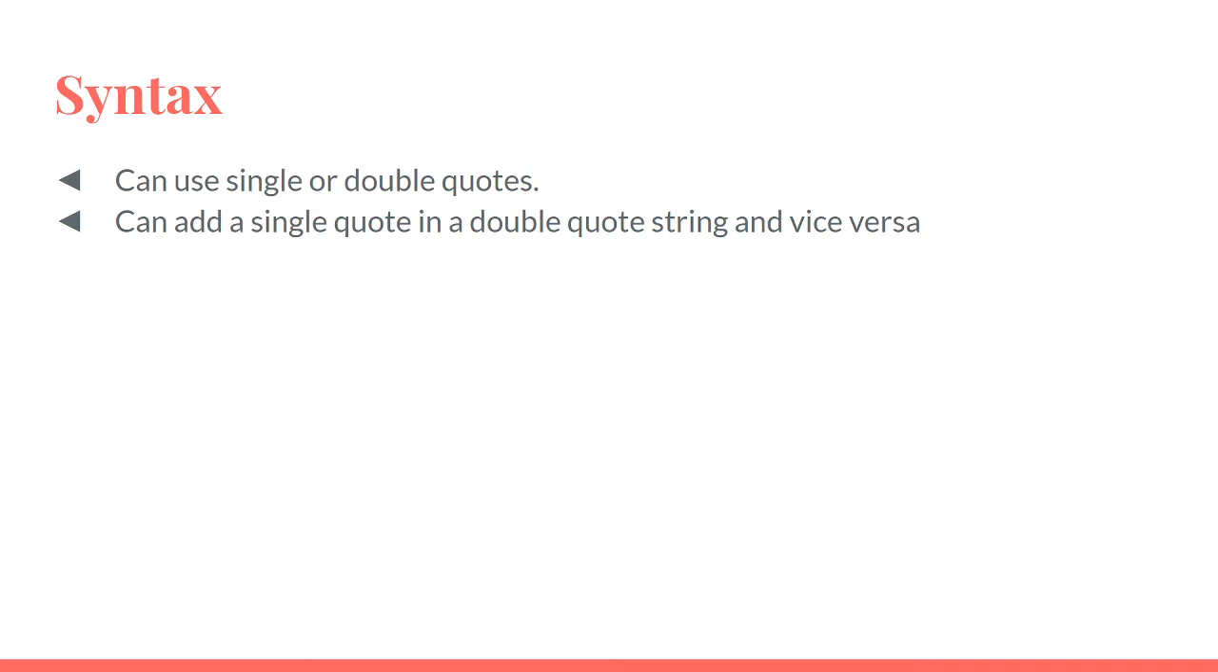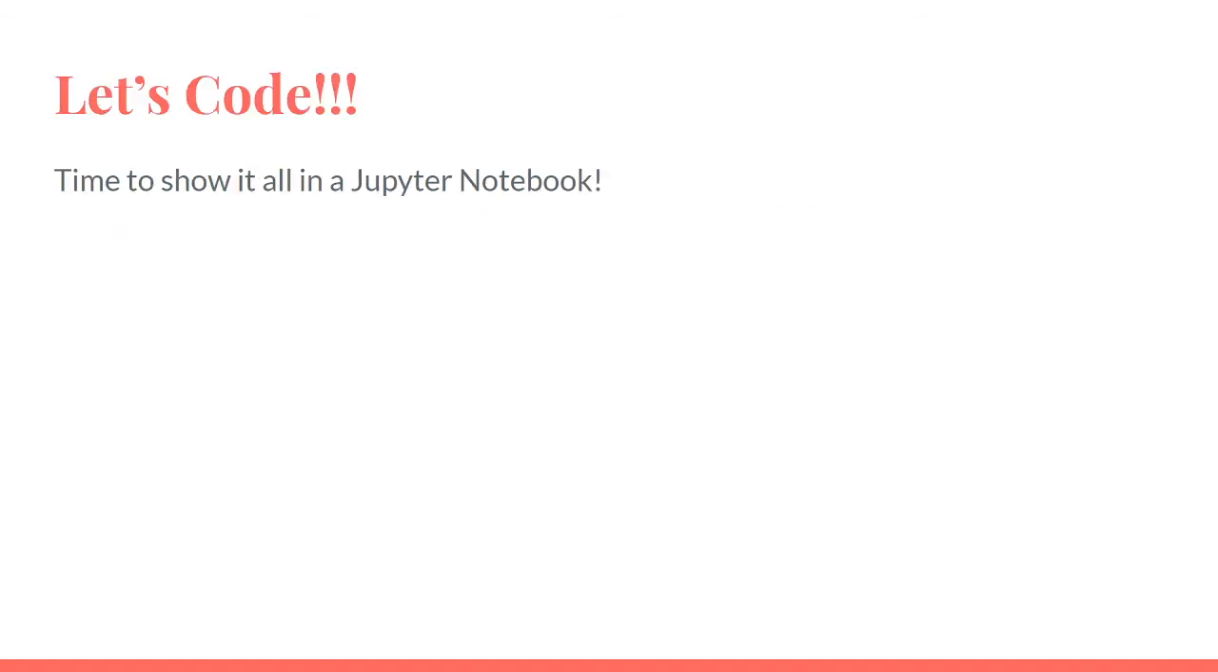So the syntax or grammar is like this. It can use single quotes or double quotes. You can also nest or put a single quote inside a double quote string and vice versa. I'll show you what that looks like in code now. So now that I've explained the basics of strings, let's code.